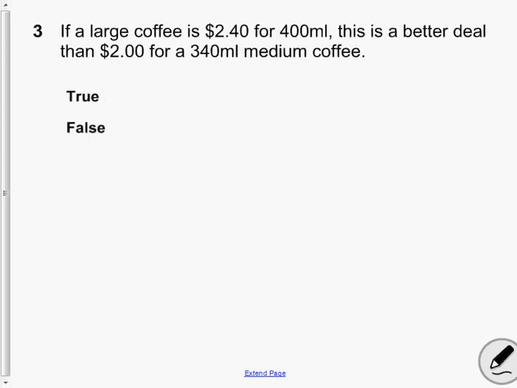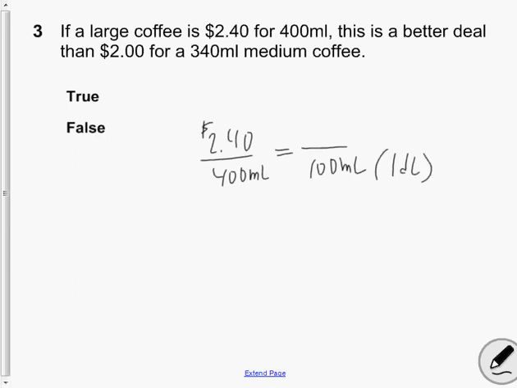And our third question says, if a large coffee is $2.40 for 400 milliliters, this is a better deal than $2 for a 340 milliliter medium coffee. For these questions, what work you would want to show is to break it down into a unit rate. We've already declared that the easiest unit rate to use for things like liquid is 100 milliliters, which is 1 deciliter, but we call it 100 milliliters because it's easier.